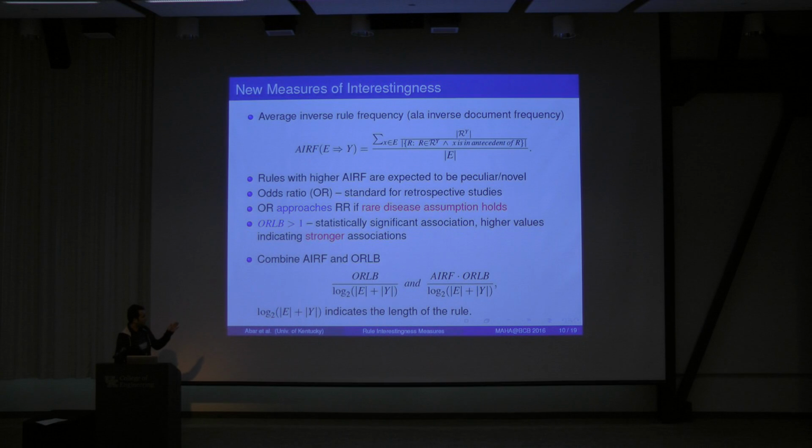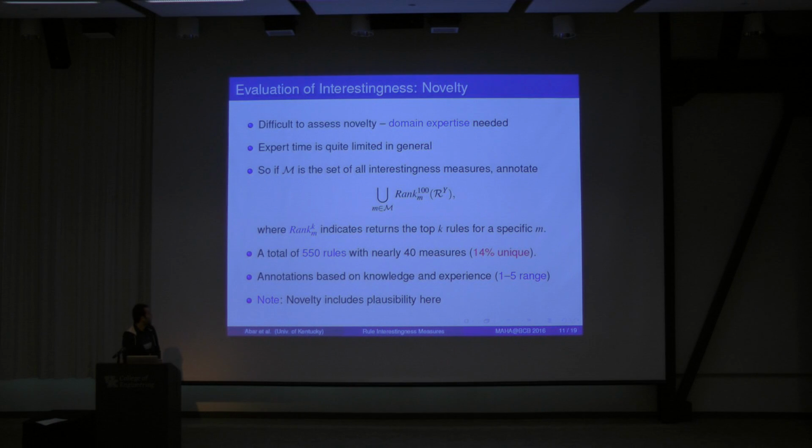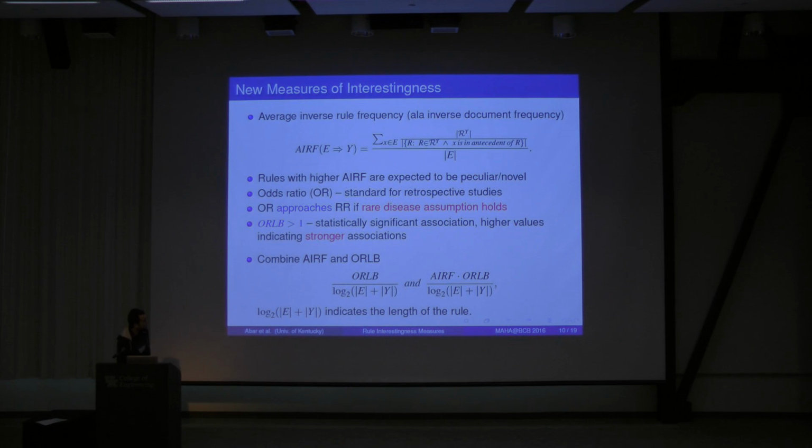And then we combine odds ratio and KYI-RF together, and we give a penalty for the length of the rule. The length of the rule is being used to normalize. So longer rules are considered less interesting.